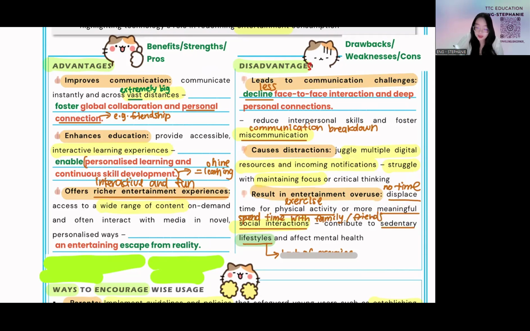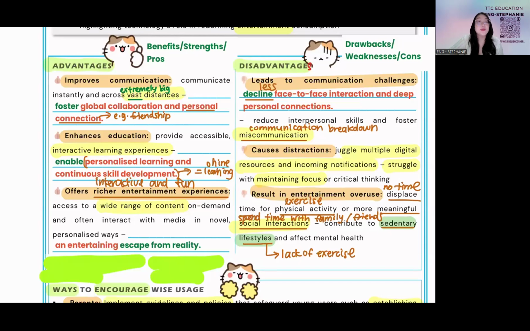To sedentary lifestyle. This is a really good word to be used. I hope that you can use this. Sedentary lifestyle means lack of exercise, the lifestyle that lacks exercise. And this will also affect your mental health because you only have to stay in one place to access everything, but you don't have to explore. This is also not helping you because people have to go out in order to have better well-being. Okay, so these are the advantages, the good side of technology, and the disadvantages, the bad side of technology.